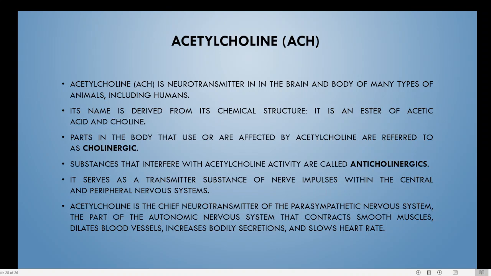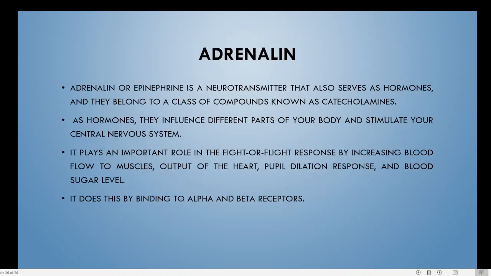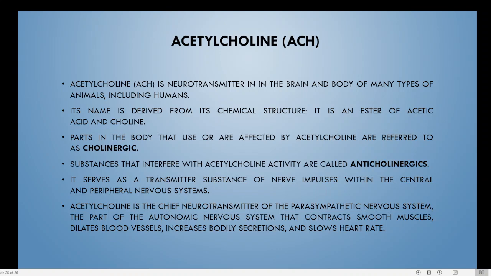The part of the autonomic nervous system that contracts smooth muscle, dilates blood vessels, increases bodily secretion and slows the heart rate is all under the control of acetylcholine. So here you can notice that acetylcholine is a very important neurotransmitter, because if it is not released in sufficient quantity, that can affect the functioning of the various parts of your body. So that is why acetylcholine is considered an important neurotransmitter. Remember what is cholinergic and what is anticholinergic also.